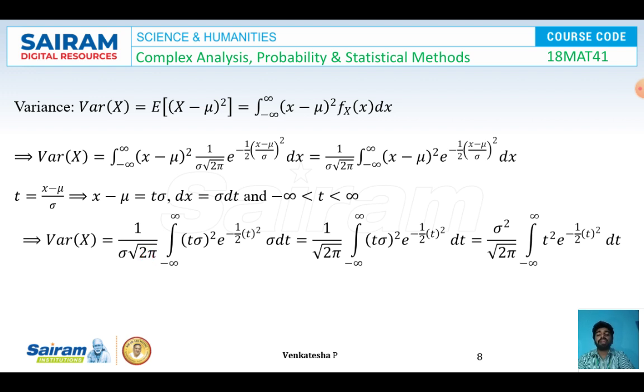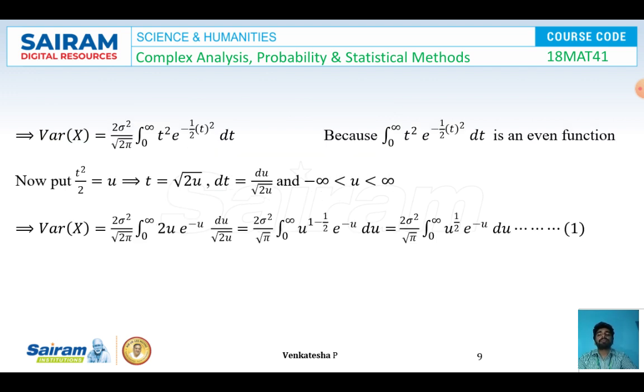So now by replacing all this data in this expression, I got variance of x is equal to 1 by sigma square root of 2 pi, integral minus infinity to plus infinity t sigma whole square e power minus 1 by 2 t square into sigma dt. So I'll be cancelling sigma sigma. So I got 1 by square root of 2 pi, integral minus infinity to plus infinity t sigma square e power minus 1 by 2 t square dt, or taking sigma square outside, sigma square by square root of 2 pi, integral minus infinity to plus infinity t square into e power minus 1 by 2 t square dt. We got it. And so it will become variance of x is equal to 2 sigma square by square root of 2 pi, integral 0 to infinity t square e power minus 1 by 2 t square dt. This is because of this complete function being even.